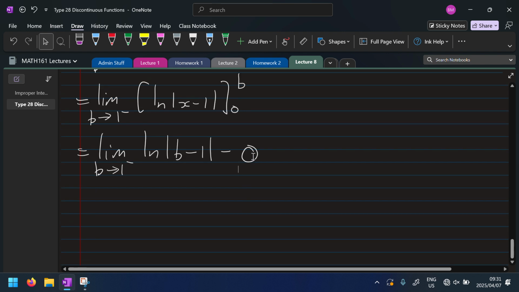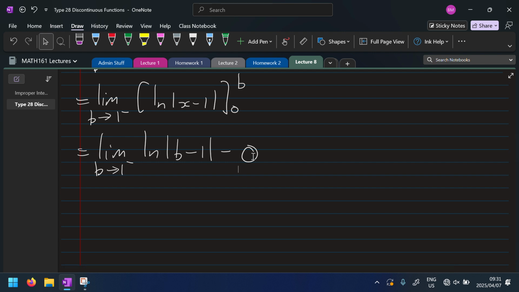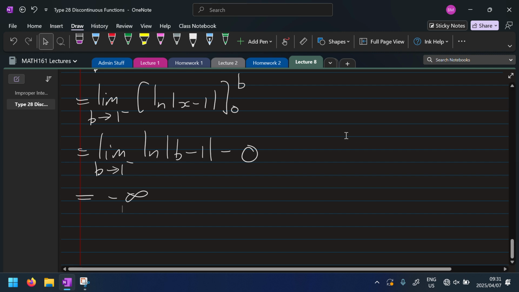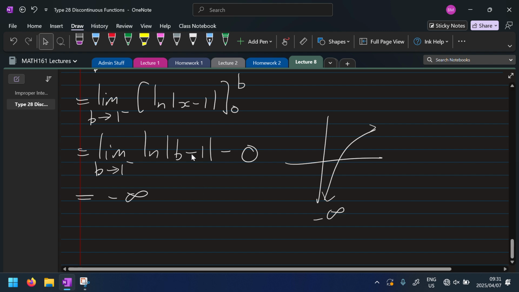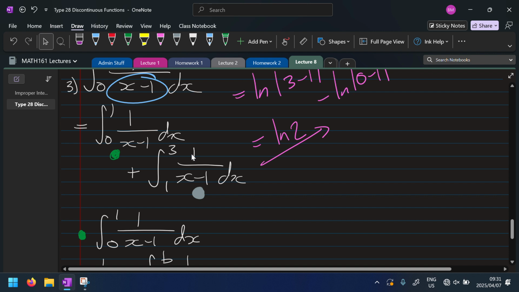Okay, now we need to do the limit. So limit b goes to 1 minus, what happens? On the inside bit there, we're going to end up with a 1 minus 1. That will go to 0. The natural log of 0, that goes to minus infinity. So this ends up being some minus infinity there. Okay, again, natural log looks like that. Okay, it goes down to minus infinity. Okay, so that's the first part. That's our green part, this first one.